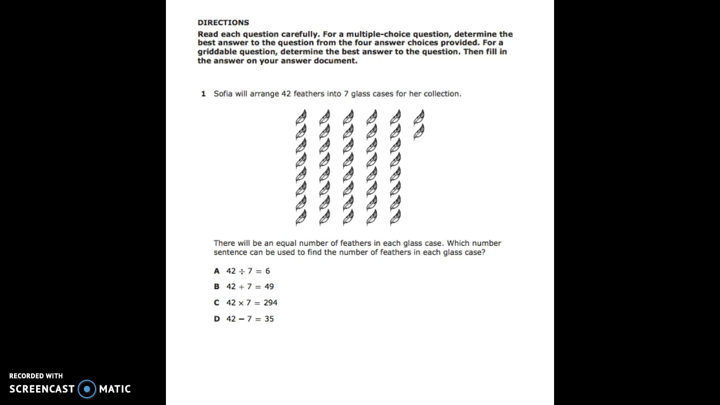All right, question number 1. This is on page 8. Sophia will arrange 42 feathers into 7 glass cases for her collection. There will be an equal number of feathers in each glass case. Which number sentence can be used to find the number of feathers in each glass case? A, 42 divided by 7 equals 6. B, 42 plus 7 equals 49. C, 42 times 7 equals 294. Or D, 42 minus 7 equals 35.